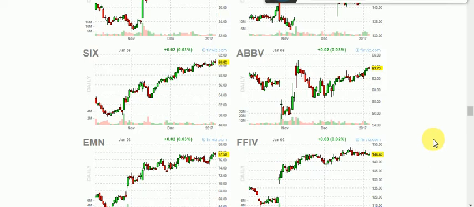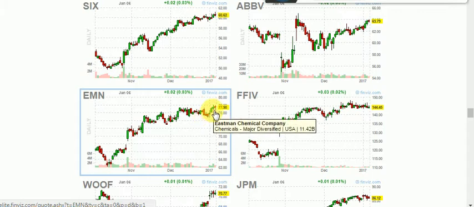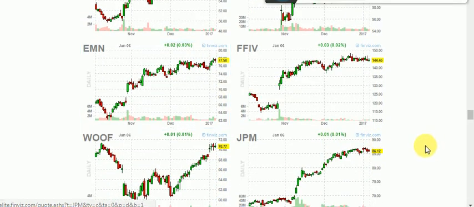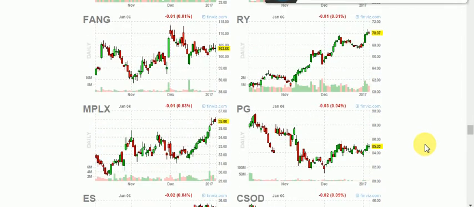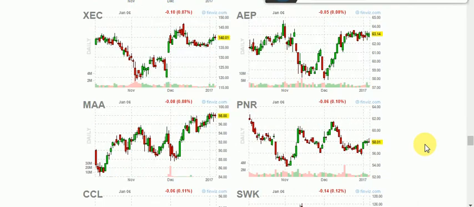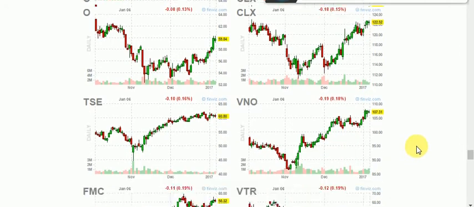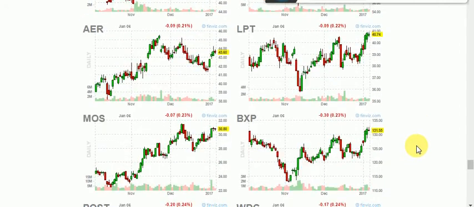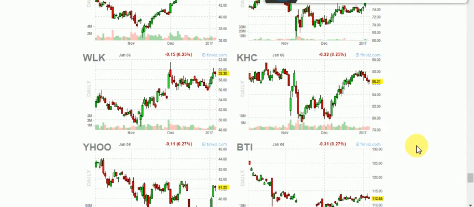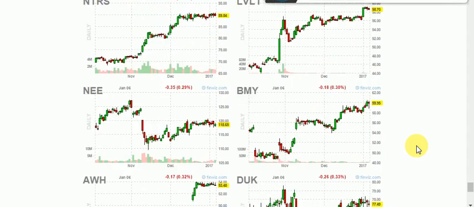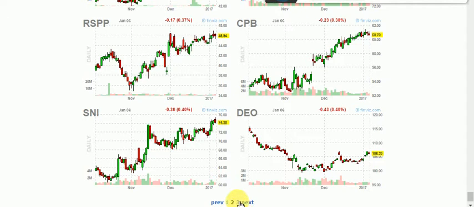EMN, chemicals, usually a hard name to trade, chemicals. Royal Bank, PLX. Nothing going on, nothing going on. Okay, one last page. Let's go. Page 3.